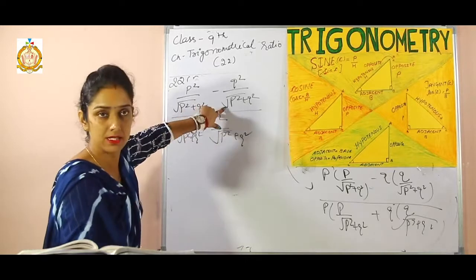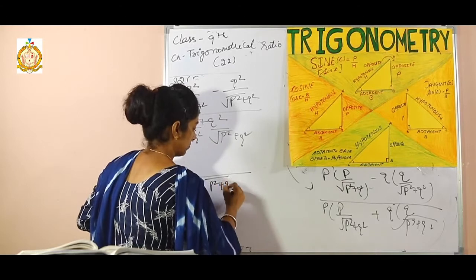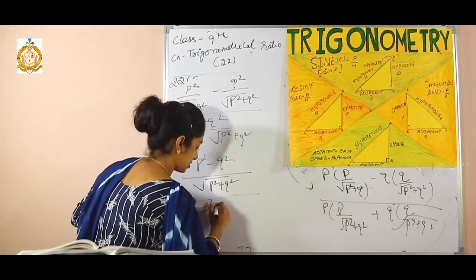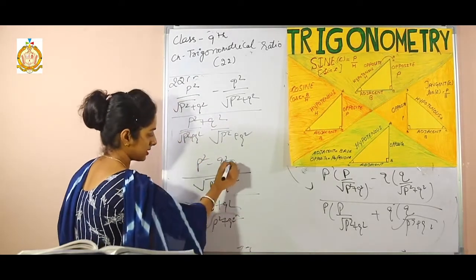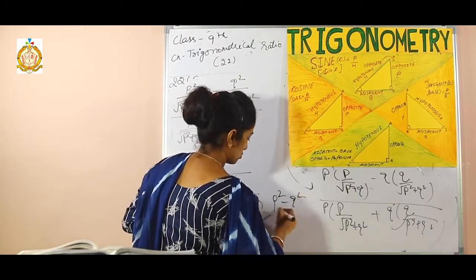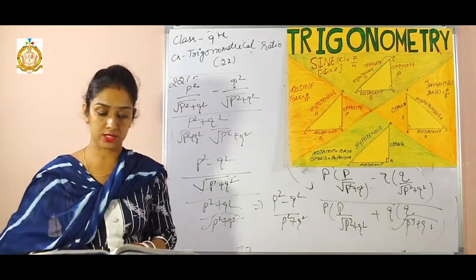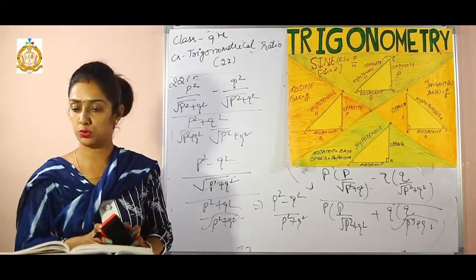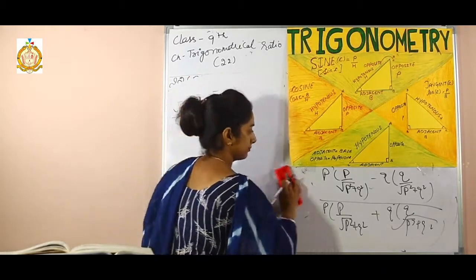Right? Now take the LCM, that is the square root of P square plus Q square. Upward is P square minus Q square over the square root of P square plus Q square, over P square plus Q square over the square root of P square plus Q square. This and this should be cancelled, and we have P square minus Q square over P square plus Q square. Right? This is your answer. Now see the last question, question number 28.